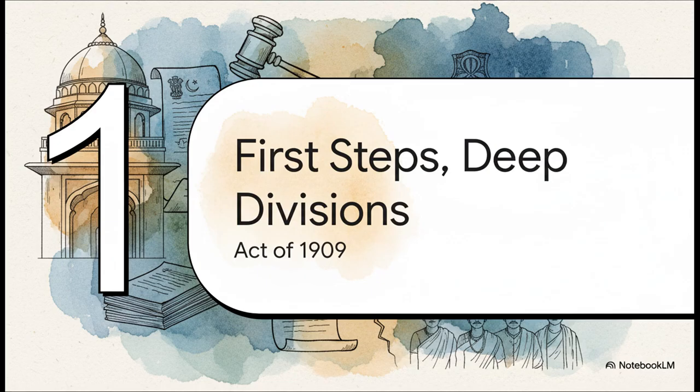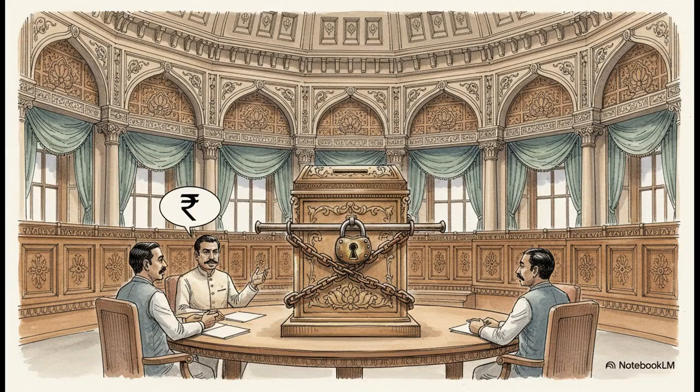All right, so our story kicks off right here with the very first, very tentative step. This is the Government of India Act of 1909. You'll often hear it called the Morley-Minto Reforms, named after the 2 British officials who cooked it up. And this was a big deal. Well, kinda. It was the first time the British government formally admitted that, yeah, maybe Indians should have some say in how they're governed.